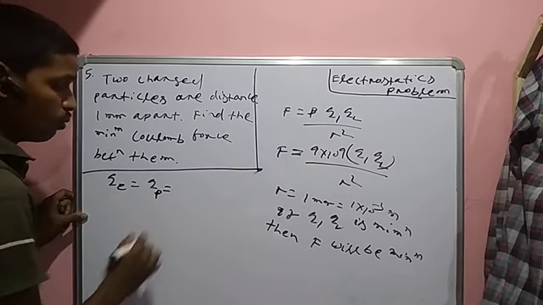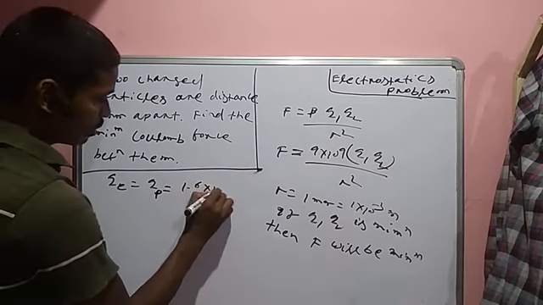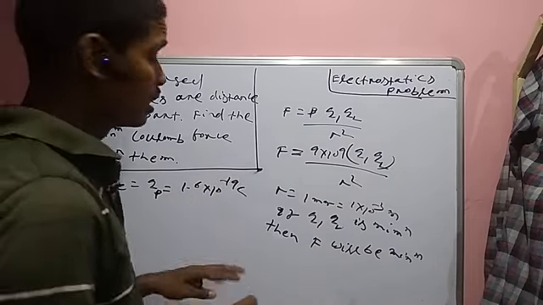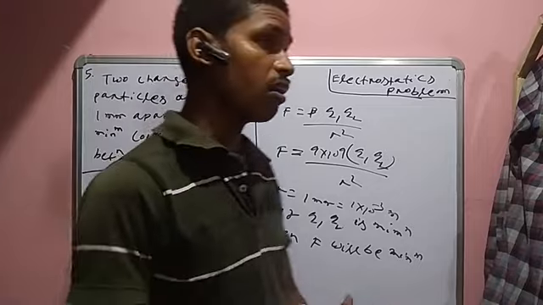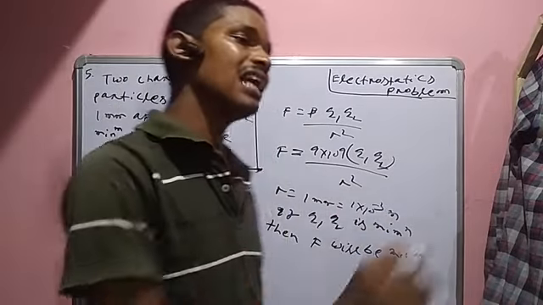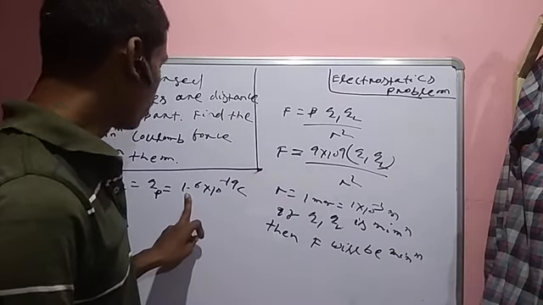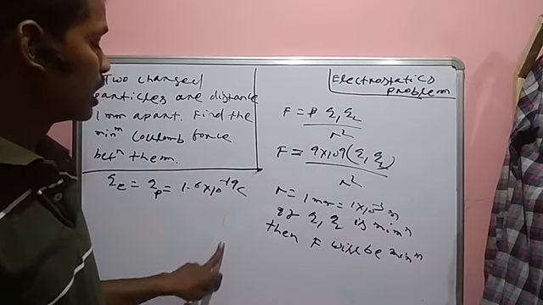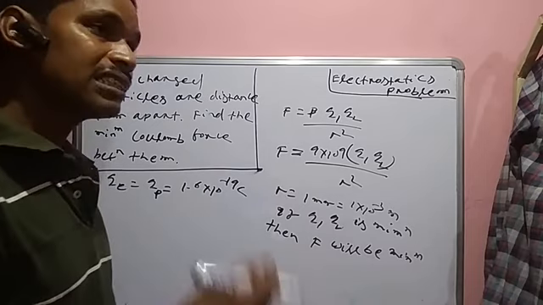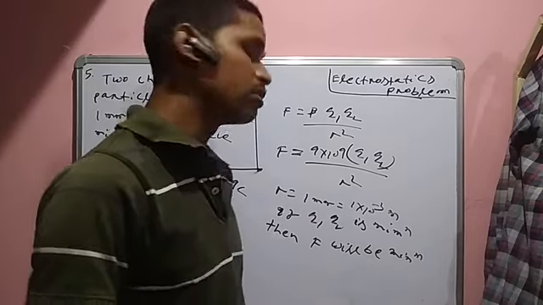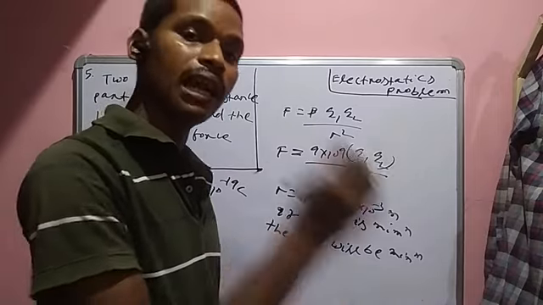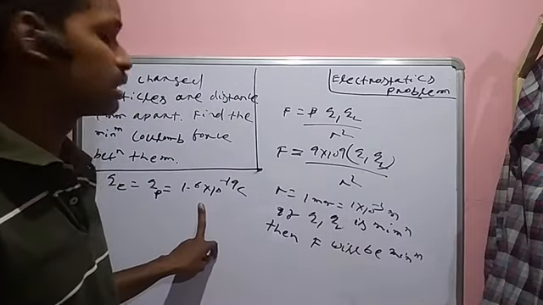You have already known the 1.6 × 10^-19 coulomb. It is the minimum charge. The charge of any particle is not less than 1.6 × 10^-19 coulomb. It can never be less than 1.6 × 10^-19 coulomb.